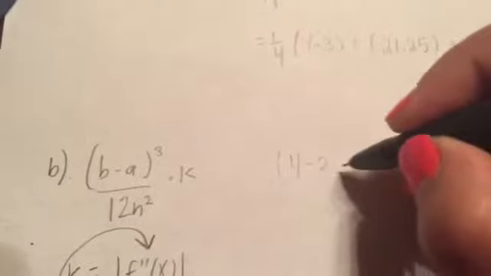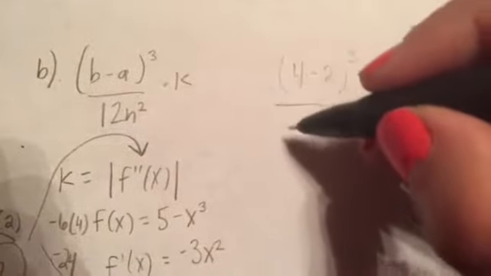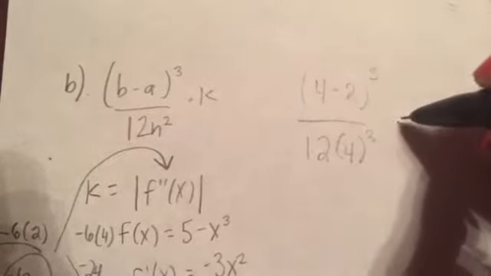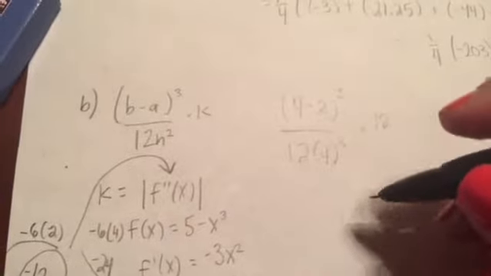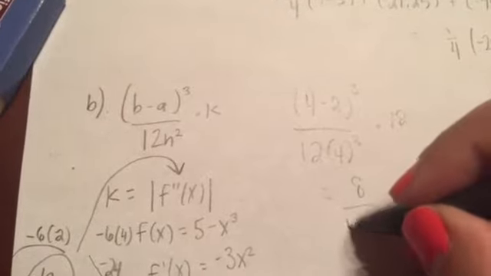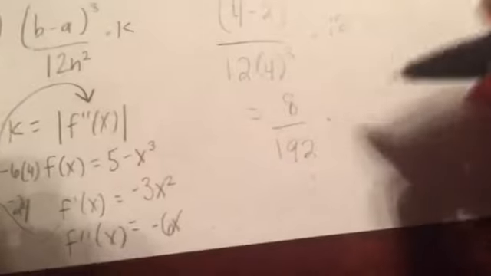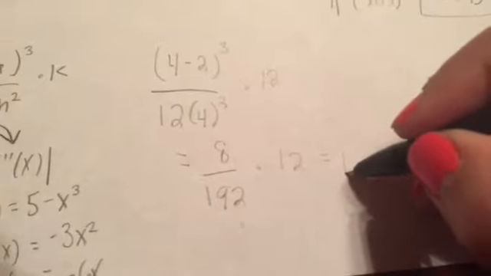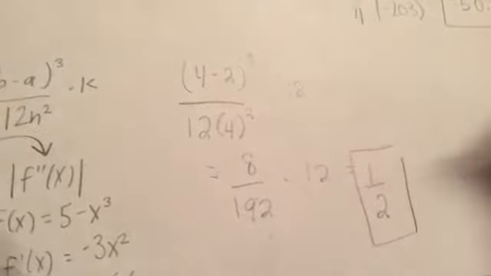So then we have b minus a, which is just 4 minus 2, cubed, over 12 times n, which is 4, squared, times 12. So we multiply a little bit on the top, and we're going to get 8 over 192 times 12. Multiply all of that out, and we're going to get 1/2. And that is the error.